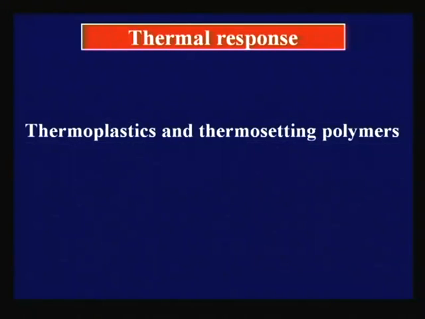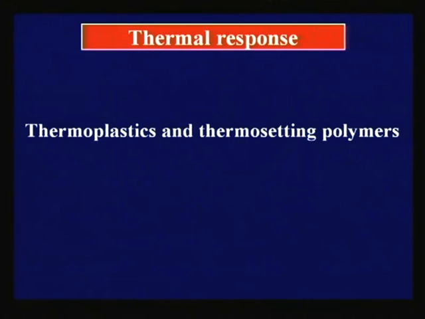The next scheme of classification is on the basis of thermal response, response to high temperature and low temperature, how the polymers behave. The two major classes are thermoplastic polymers and thermosetting polymers. You have seen the examples of synthetic polymers, semi-synthetic polymers and natural polymers. All of them can be categorized into these two classes, thermoplastic polymers and thermosetting polymers.